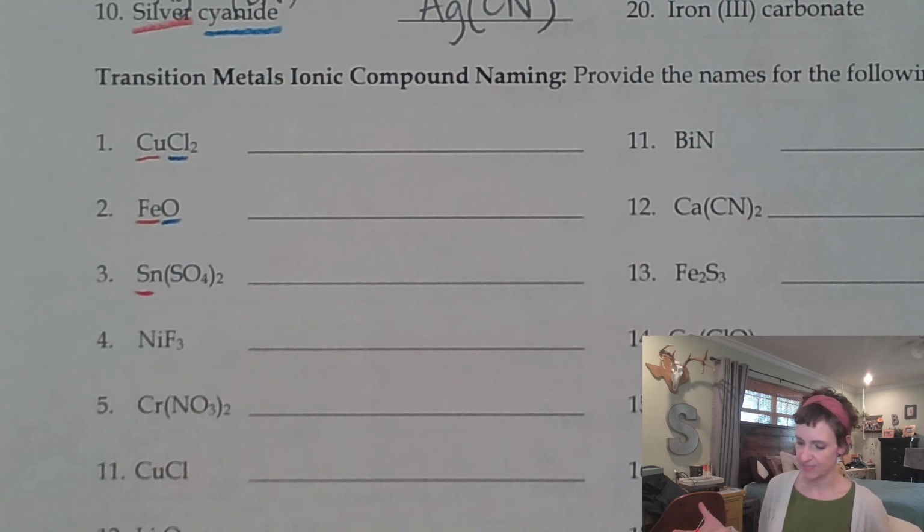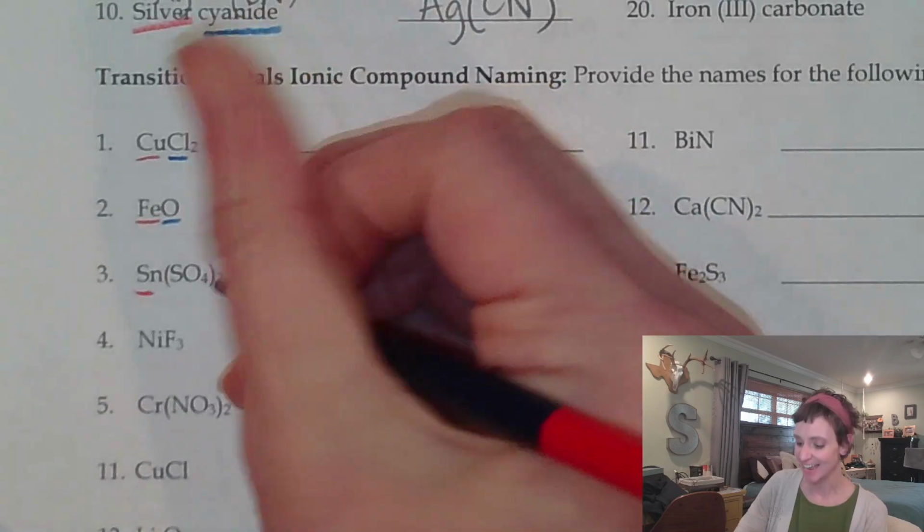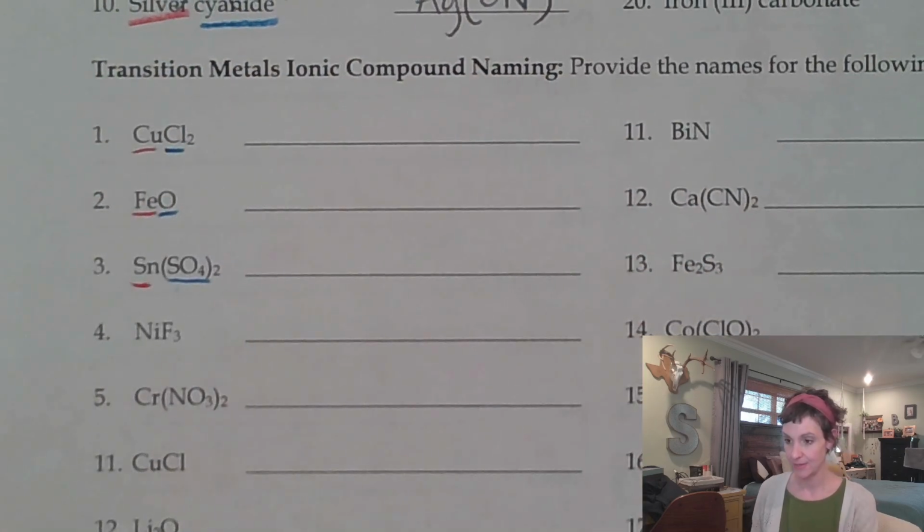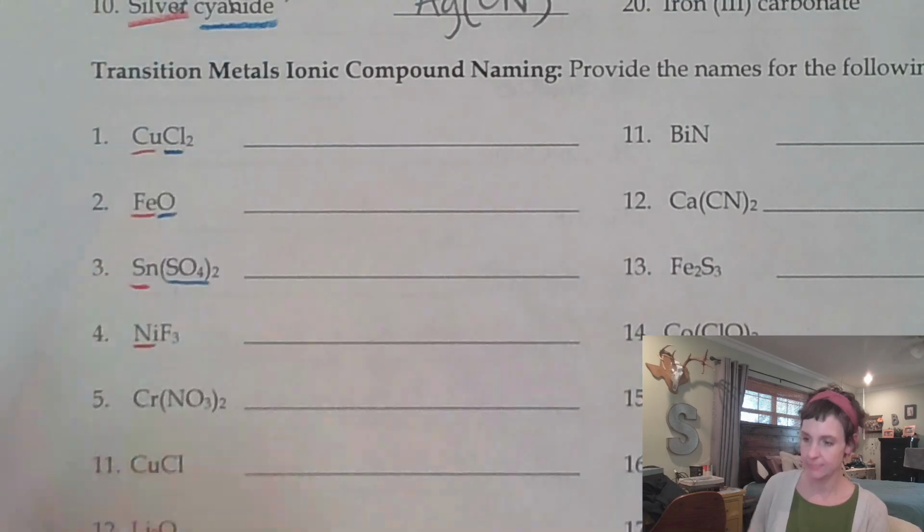Oh, it's already got parentheses. Sulfate, he is a negative polyatomic ion. Nickel, yep. Fluorine, yep, looking good here.